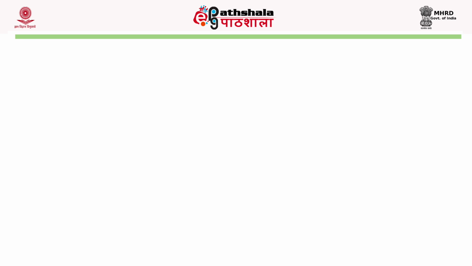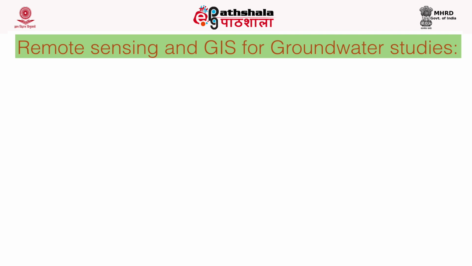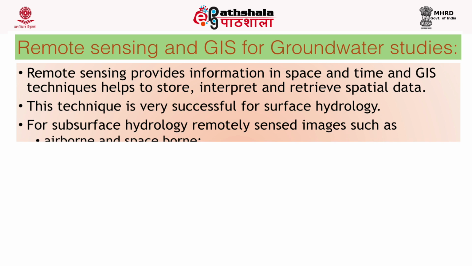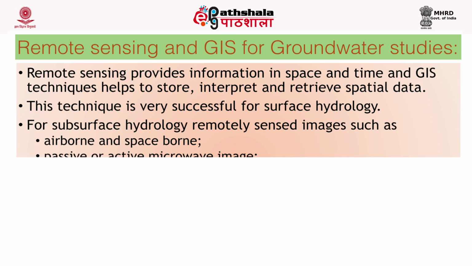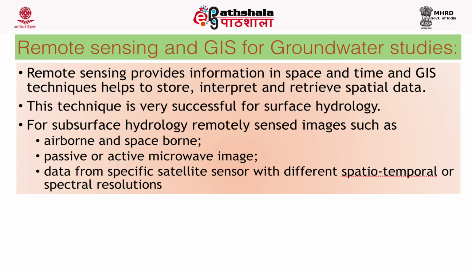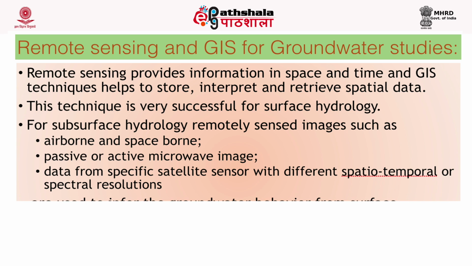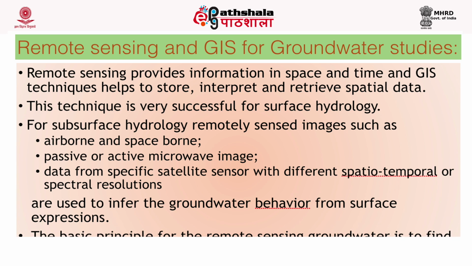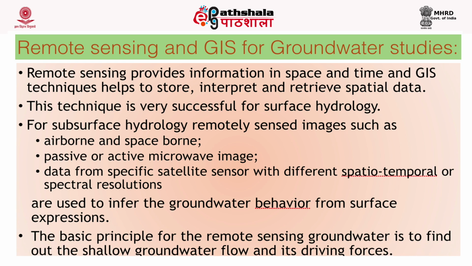Remote sensing provides information in space and time, and GIS techniques help to store, interpret and retrieve spatial data. These techniques are very successful for surface hydrology, but for subsurface hydrology, remotely sensed images such as airborne and spaceborne images, passive and active microwave images, and data from specific satellite sensors with different spatio-temporal or spectral resolutions are used to infer groundwater behavior from surface expressions.